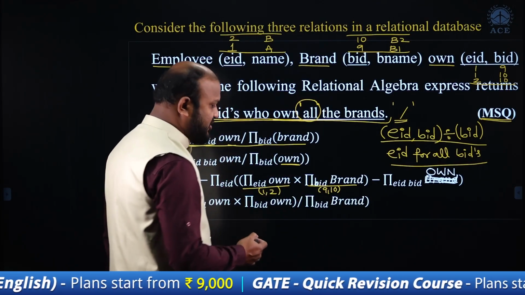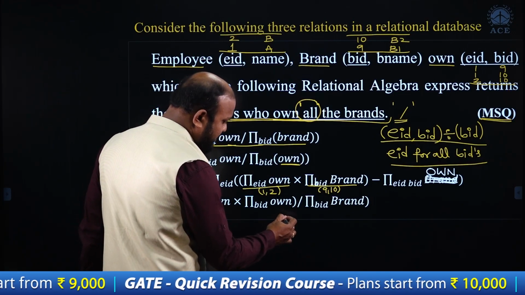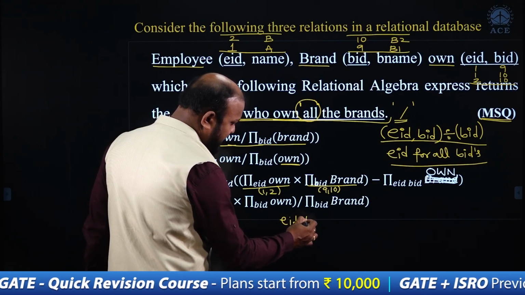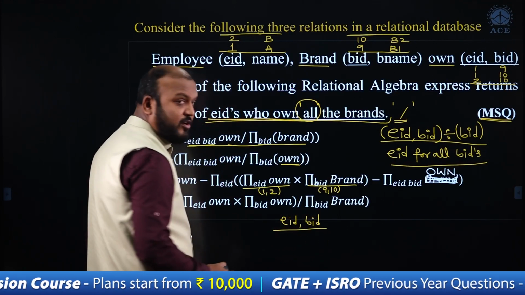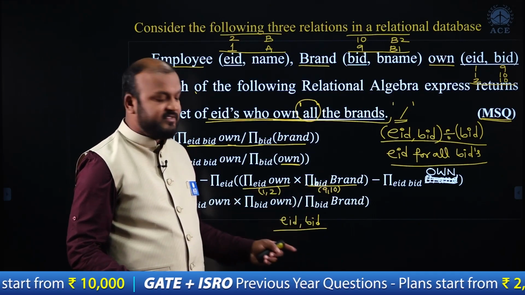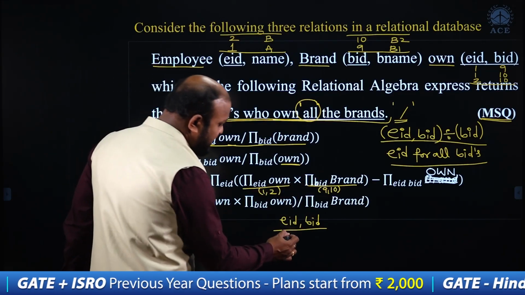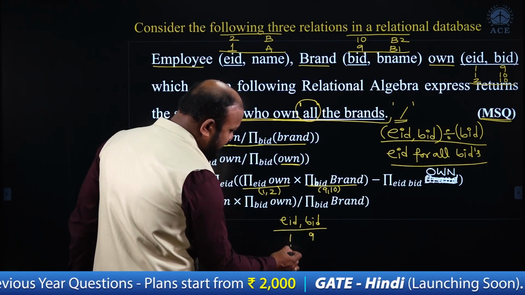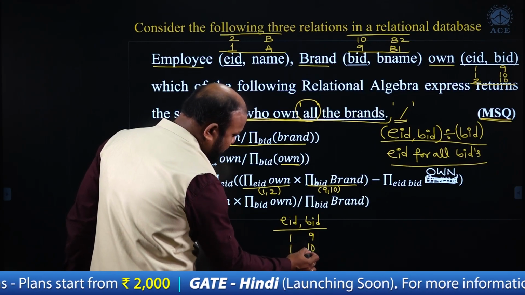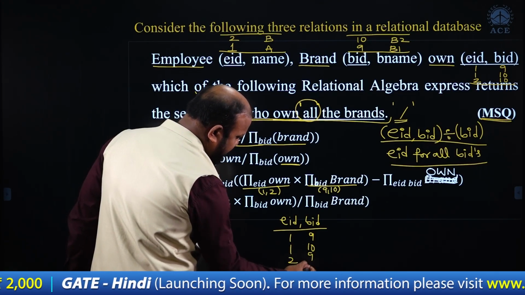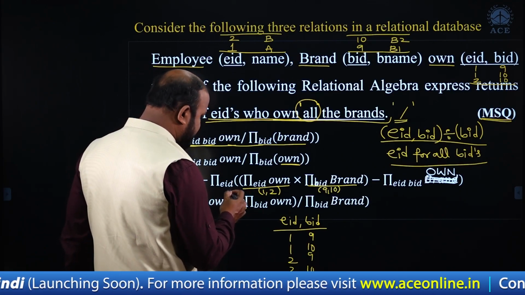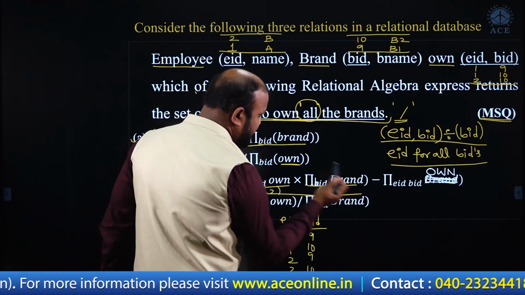Between them we have a Cartesian product. The Cartesian product gives the output EID comma BID, which is all the combinations: 2 EIDs, 2 BIDs, 2 into 2, 4 combinations. What is it going to give you? 1, 9, 1, 10, 2, 9, 2, 10 in the output. This is the output of this expression.